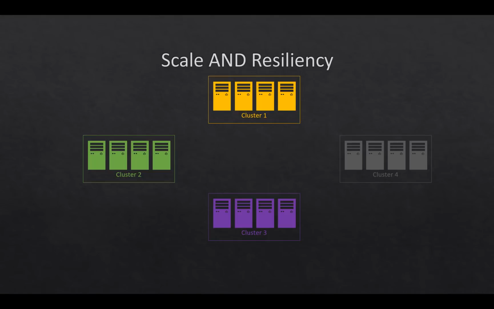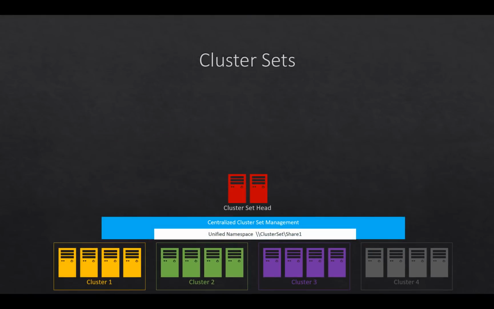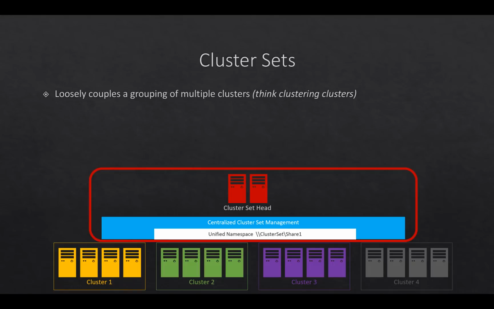Each of these cluster nodes or clusters are totally independent of each other. You don't fail over anything between them, you don't move anything between them. Everything is its own entity. Well, with cluster sets, we can actually combine those together. So we are loosely coupling groupings of these clusters. The easiest way to think about it is we are clustering clusters together. However, we still keep our independence of each of the clusters.